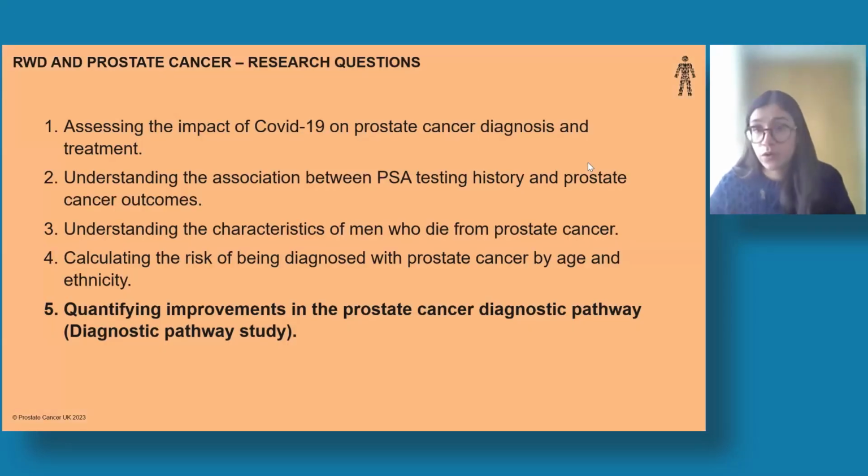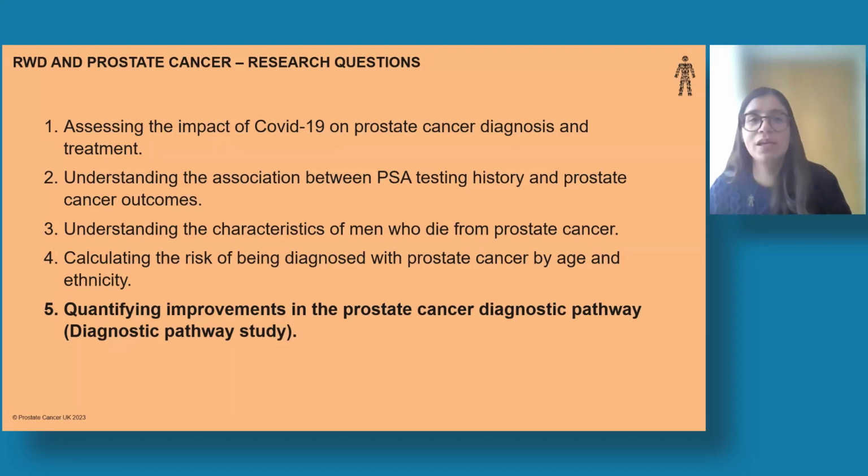And these are some of the questions that we're working on at the moment that we're hoping to have answers to, and all of these studies are using real-world data as their data source. So we have assessed the impact of COVID-19 on prostate cancer diagnosis and treatment. We are trying to understand the association between PSA testing history and prostate cancer outcomes. We're also looking into prostate cancer mortality, so understanding who is more likely to die from prostate cancer. And we are redoing that paper that I showed you before.